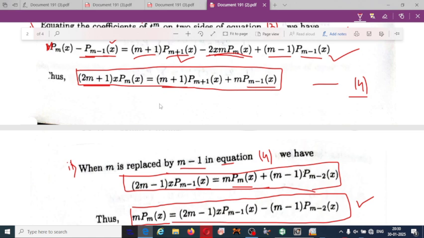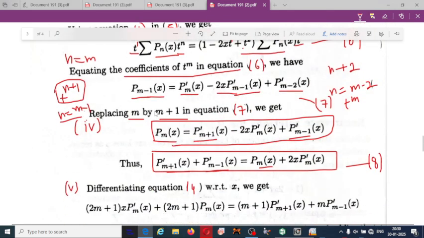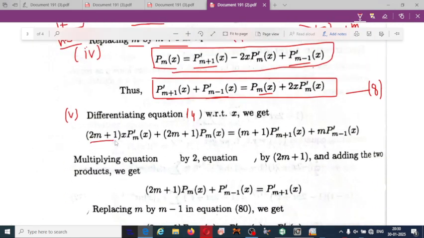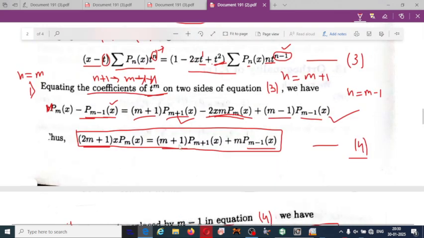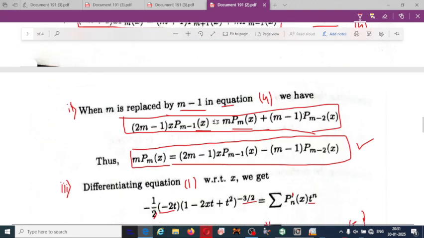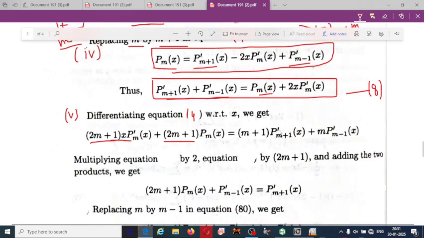Whatever the x terms are there, we have to differentiate. After differentiating, we will get 2m plus 1 into x into Pm prime of x, plus 1 with respect to x and Pm of x. On the LHS side we get two terms. On the RHS side of equation 4, we get m plus 1 P prime m plus 1 of x, and the last term m into P prime m minus 1 of x. After differentiating, let us take this as equation 9.